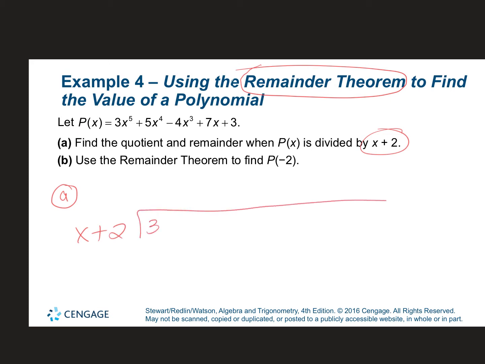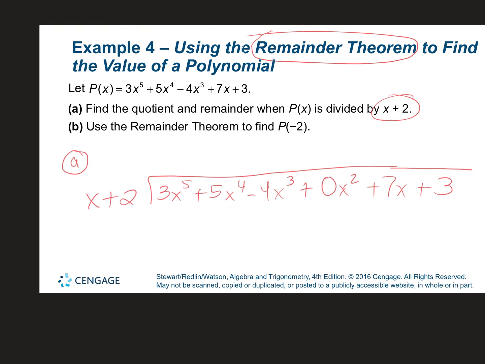What do we notice here? We have 3x to the fifth, then we need an x to the fourth. So I have plus 5x to the fourth, minus 4x cubed plus 0x squared. I don't have an x squared, so I have to account for it. Then I have plus 7x, then plus 3. This is a long problem, but that's okay. Find the quotient and the remainder says, I want the whole answer. So the first thing I'm going to do is say, okay, first term into first term.